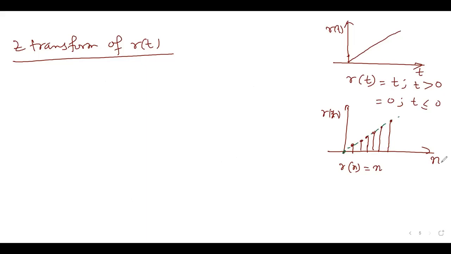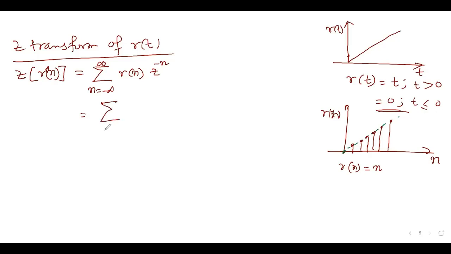Okay, so what will be the Z transform of R[n]? This is summation from minus infinity to plus infinity of R[n] z to the power minus n. Now for time less than 0, this will be 0. Because it is 0 when time t is less than 0, you can write this as n equal to 0 to infinity, because from minus infinity to minus 1, it will be 0.